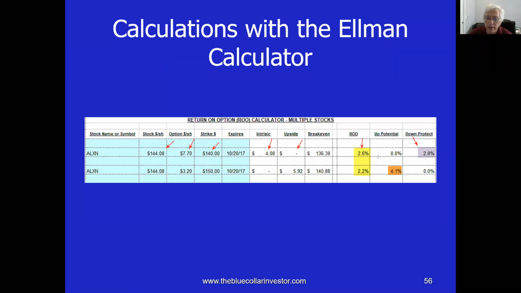So let me tell you how I got to that. We started with the 770, and then we deducted the intrinsic value. That divided by the strike price is 2.6%. That's our initial time value profit. If our goal was 2 to 4%, this would meet our goal. Now, once again, no opportunity for upside here because we're agreeing to sell at a lower price than current market value. But we do have the downside protection of 2.8%.